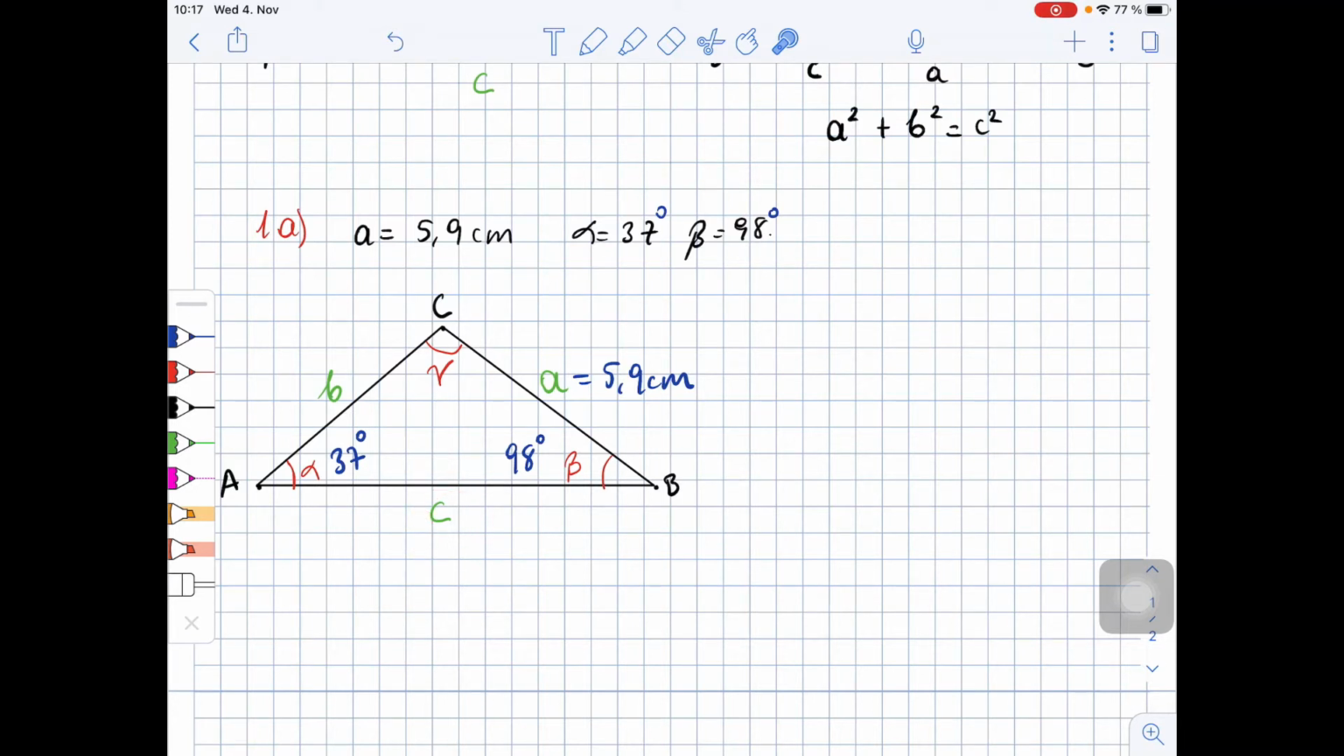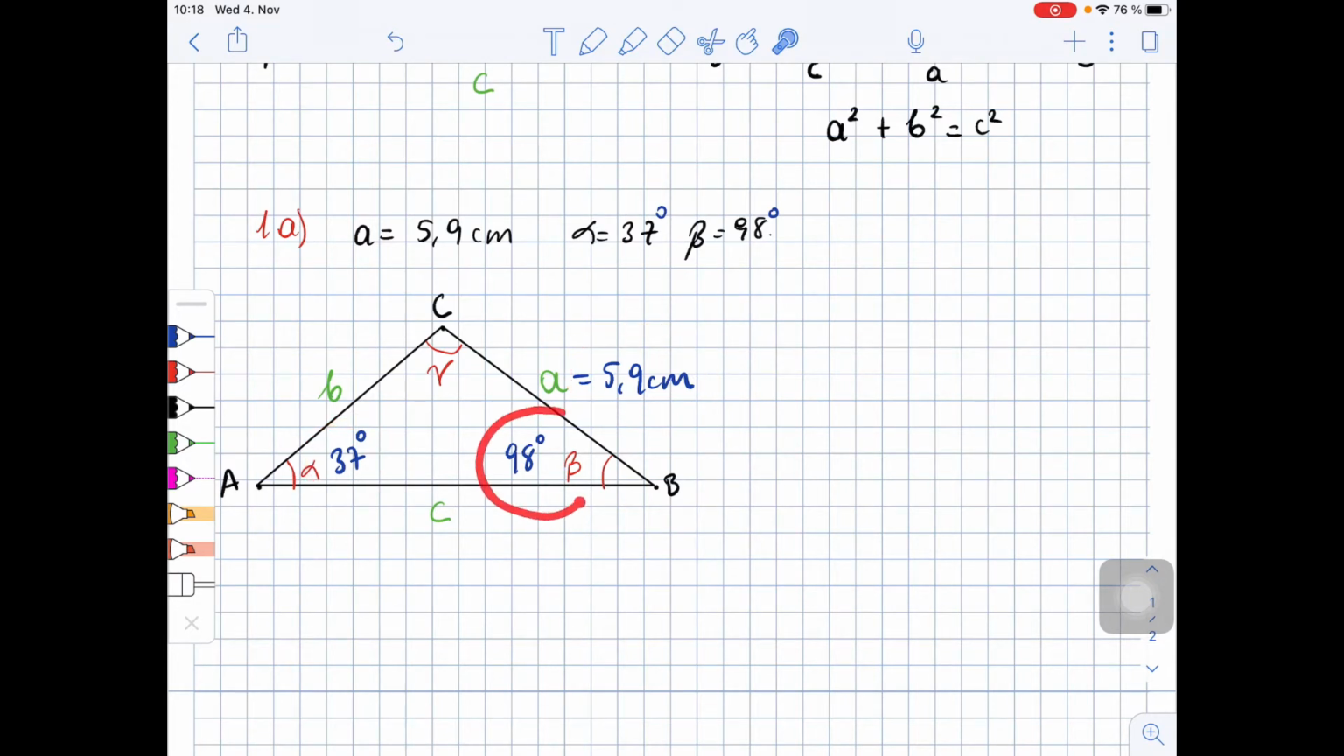Let's look at the Sinussatz. The Sinussatz says, if you know one of the angles over here and an opposite side, so sine alpha over a, I know them both. Okay, what else?